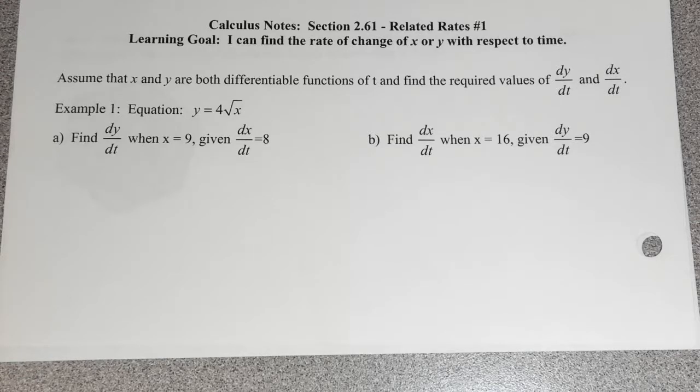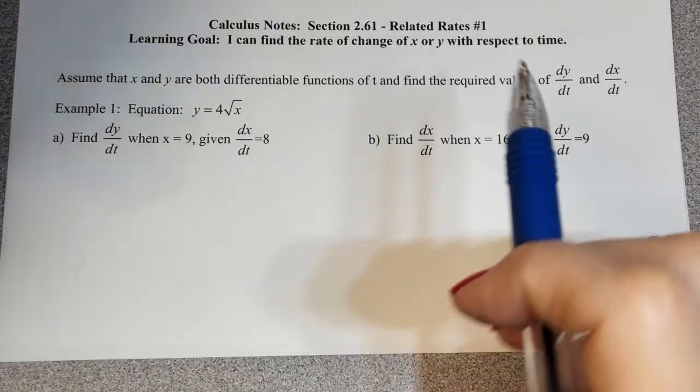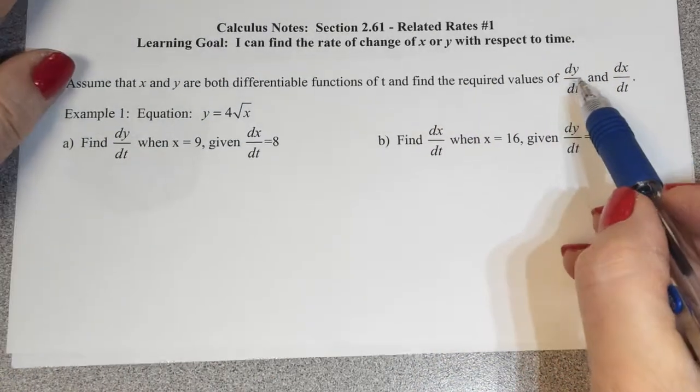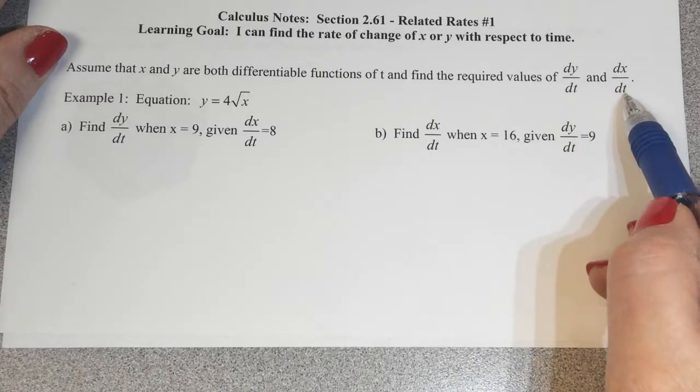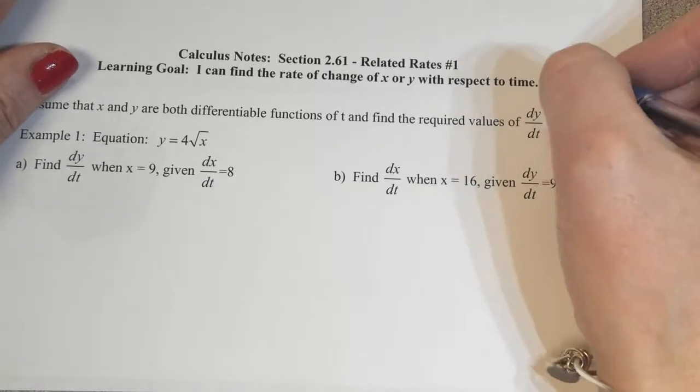Okay, so listen up. We've been taking the derivative with respect to x. When we take the derivative with respect to x, that means we're finding the rate of change of the y value with respect to that change in the x. That's finding slope. But now we're going to be finding the rate of change of y with respect to time and the rate of change of x with respect to time. So what that means is this.